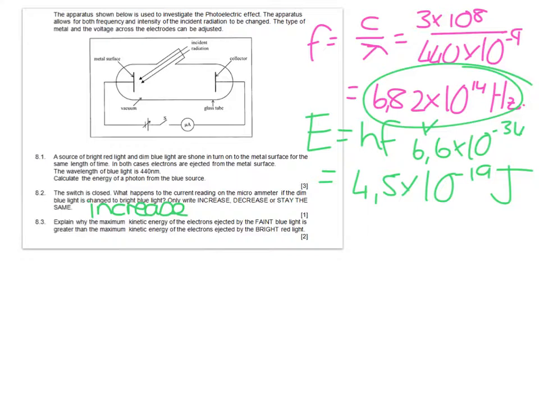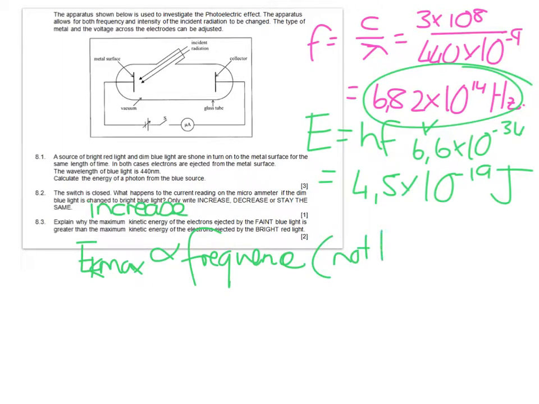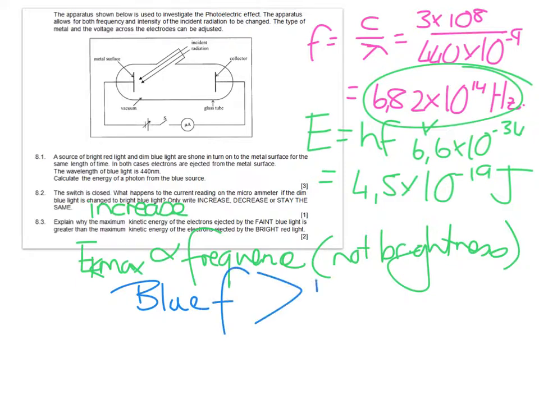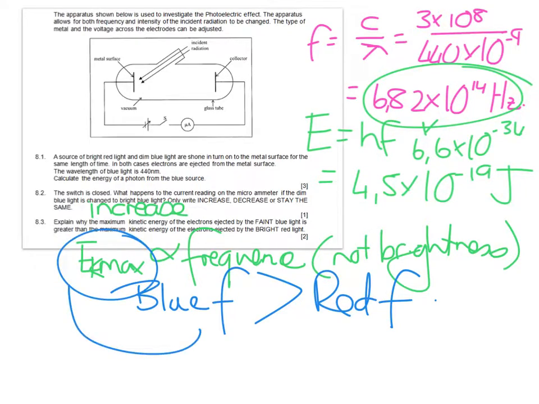Explain why the maximum kinetic energy of the electrons ejected by the faint blue light is greater than the kinetic energy from the bright red light. So Emax, the kinetic energy maximum, is directly proportional to frequency, not brightness. And therefore, blue has got a greater frequency than red. And therefore, it will have a greater Emax.